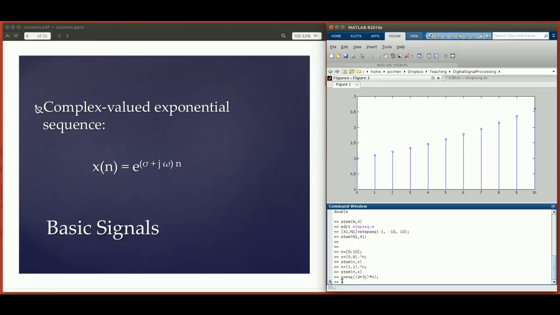So let's make a plot of this complex sequence. The complex sequence has both a real part and an imaginary part. But instead of plotting the real part and the imaginary part, we're going to plot the amplitude of this complex sequence and also the phase angle of this complex sequence.